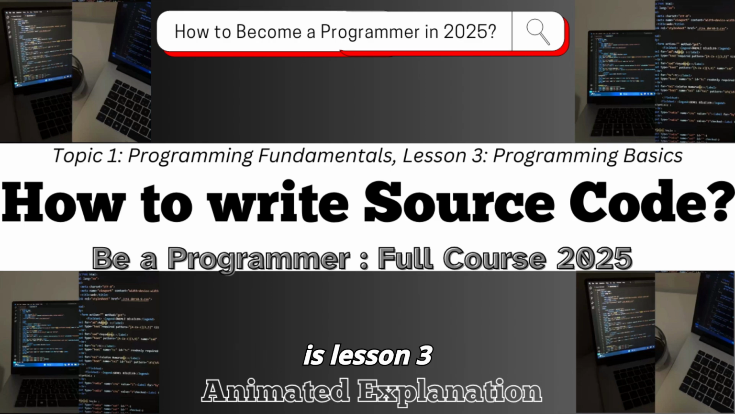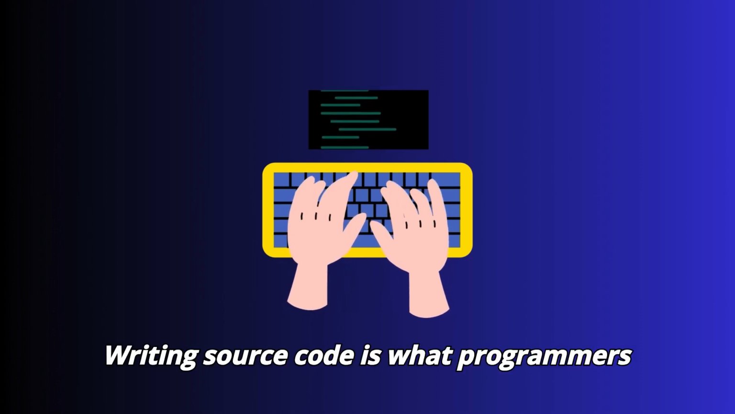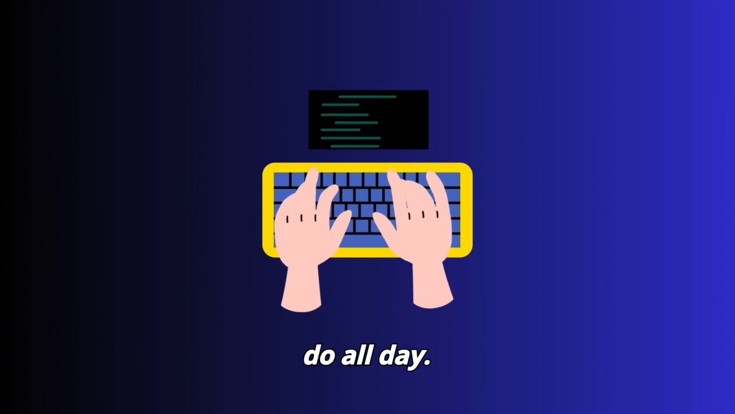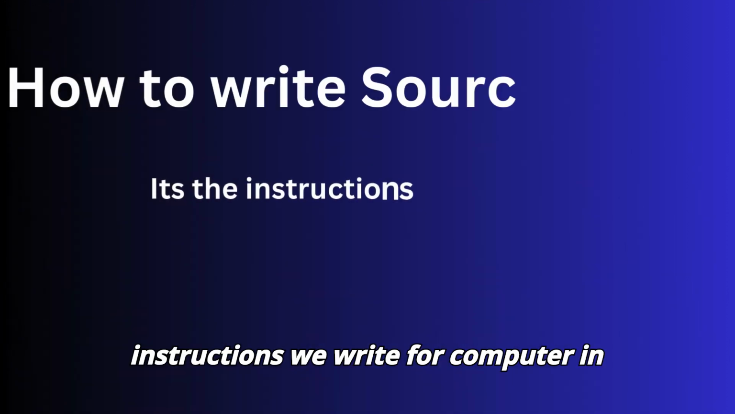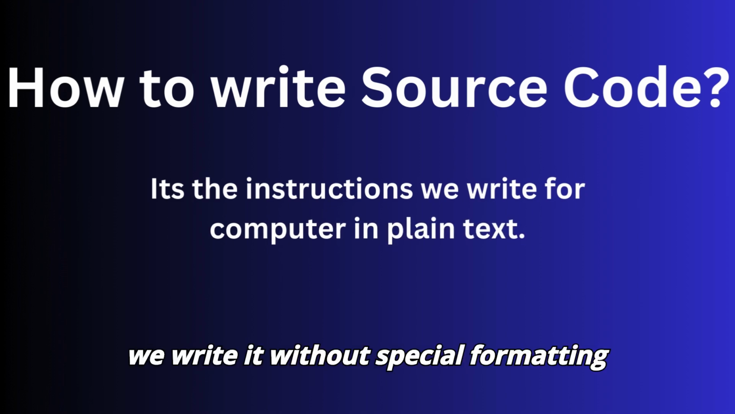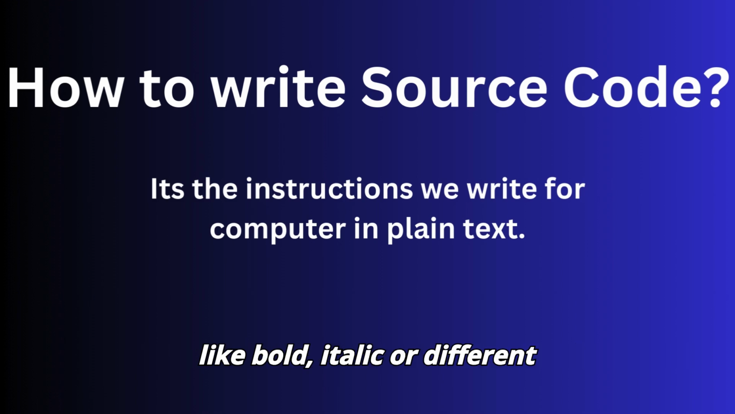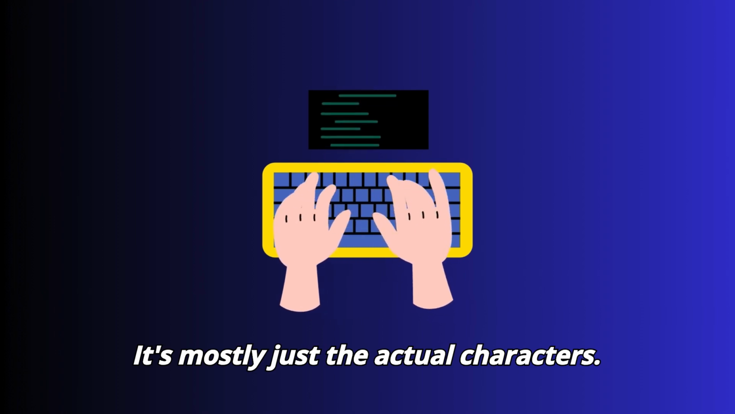This is Lesson 3. How to write a source code. Writing source code is what programmers do all day. So source code is the instructions we write for computer in plain text. In other words, we write it without special formatting like bold, italic, or different font type. It's mostly just the actual characters.